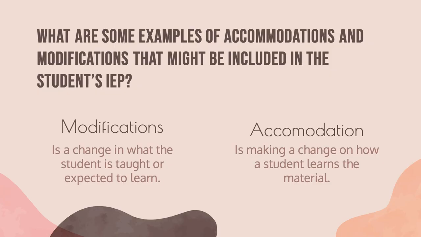What are some examples of accommodations and modifications that might be included in the student's IEP? So a modification is a change in what the student is taught or expected to learn. An accommodation is making a change on how a student learns the material.